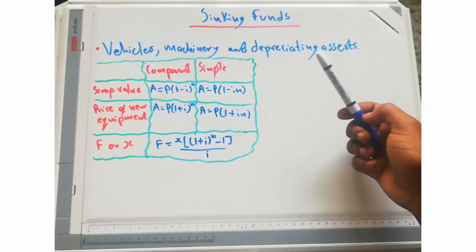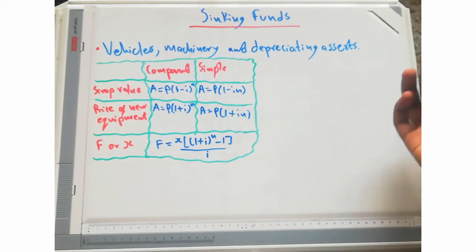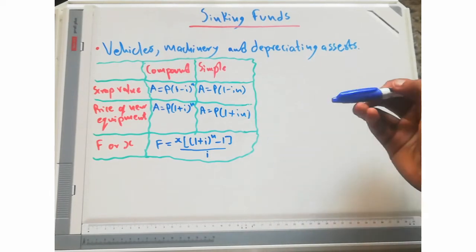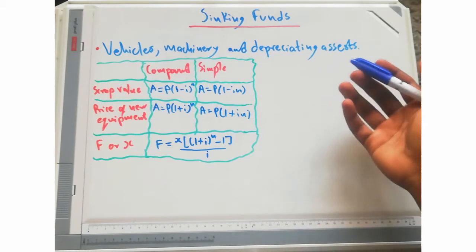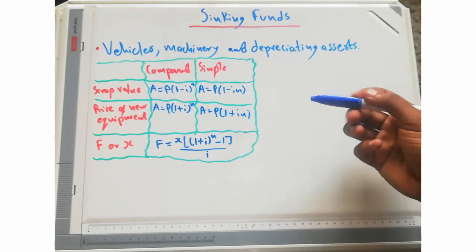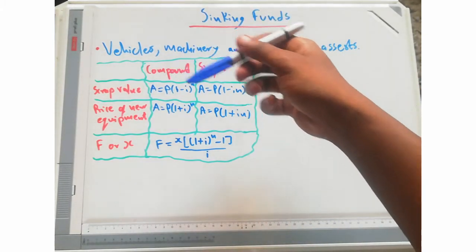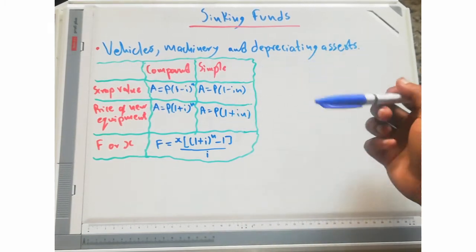So let's say you own a delivery company and you have a vehicle, a delivery van. And then in 5 years' time, you want to replace that delivery van. A sinking fund is what you will use so that you'll be able to calculate that after the 5 years, how much must I have so that I can afford to replace this delivery van with a new one. So how do you generally answer those questions?